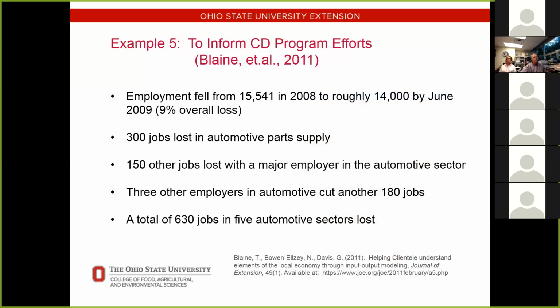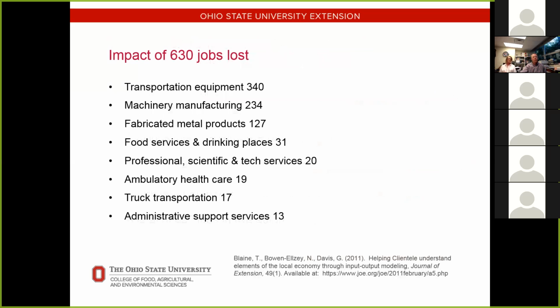Next slide. So you can see here, these are the eight sectors that were impacted the greatest from the impact of 630 automotive jobs lost. There were 340 jobs lost in transportation equipment, 234 in machinery manufacturing, and on and on. That just basically told us this is where our weaknesses are a little bit, maybe where weaknesses and strengths are. And it really informed our programming and forced us as a community to look more into diversification and other ways to grow and sustain our economy.